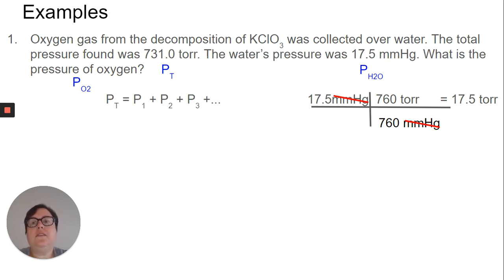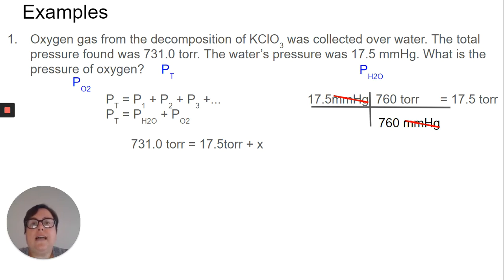Now we can look at Dalton's Law. The total pressure is equal to the sum of the partial pressures. So in this case, the total pressure is equal to the pressure of water plus the pressure of oxygen. Now the formula given to you on page 3 has P3 plus dot dot dot. That means you can have 2 pressures, 3 pressures, you could have 15 pressures added together. It doesn't matter how many gases you have added together. In this problem, we only have 2. So we're going to plug in what we know. The total pressure is 731. Pressure of water is 17.5, and we're looking for the pressure of oxygen.